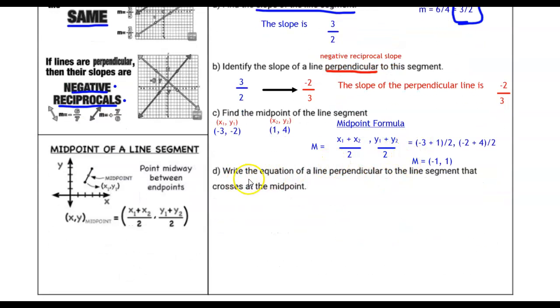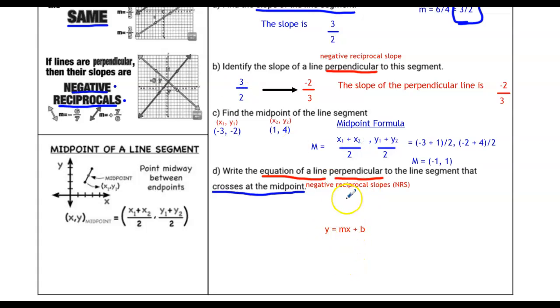Last but not least, we need to write the equation of a line. Well, let's figure out exactly what it's asking for. We need the equation of a line, which means we need y equals mx plus b. And that line has to be perpendicular, which means negative reciprocal slopes, to the line segment that crosses at the midpoint. So remember, midpoint is the point that we found here. So we need y equals mx plus b.